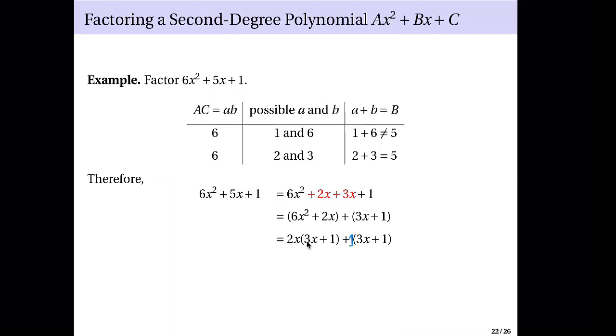Which means now we can easily see 3x plus 1 here is a common factor to the whole expression. And when we factor that out, we will end up with 2x plus 1 times 3x plus 1. So again, that's the invisible 1 there. Okay?